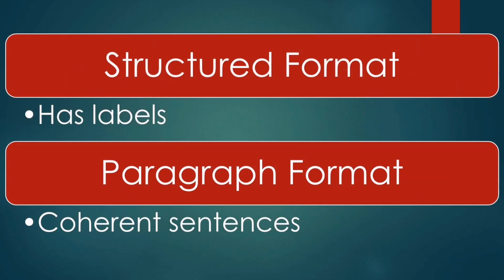As to the format, there are two kinds: the structured format and the paragraph format. Structured format contains labels of the elements of the abstract, namely the background, purpose, methods, results, and conclusion, while paragraph format coherently combines elements in sentences into a paragraph. Paragraph format is more common and is widely used. So again, I will discuss this format.